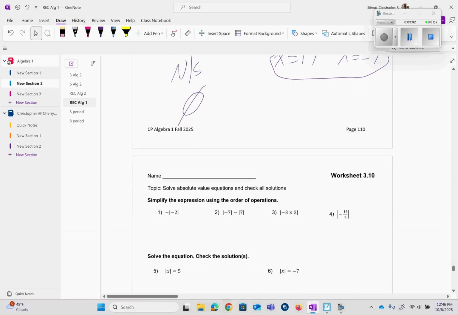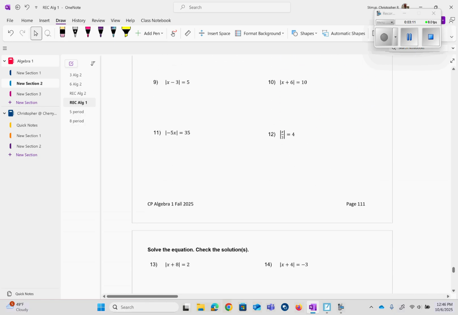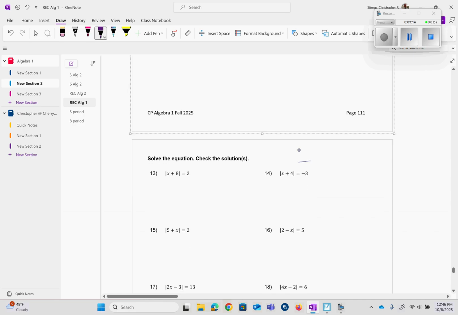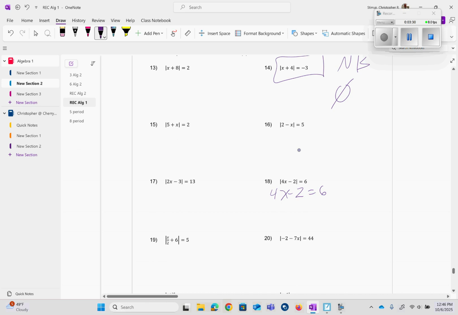So go ahead and take a look at this worksheet. I will tell you, like number 6, that one has to be no solution because it's equal to a negative. And as you progress through these, there's one other one that might work or not work, and it'd be this one. This is also no solution or empty set. Okay, because I have absolute value, even though there's stuff inside of it, it's equal to a negative number. All the rest of these you're going to break into two problems. So if you went down to like number 18, it'd be 4x minus 2 equals 6 and 4x minus 2 equals negative 6. Solve both of those by adding 2, divide by 4, add 2, divide by 4, and that's how we get those answers, okay?